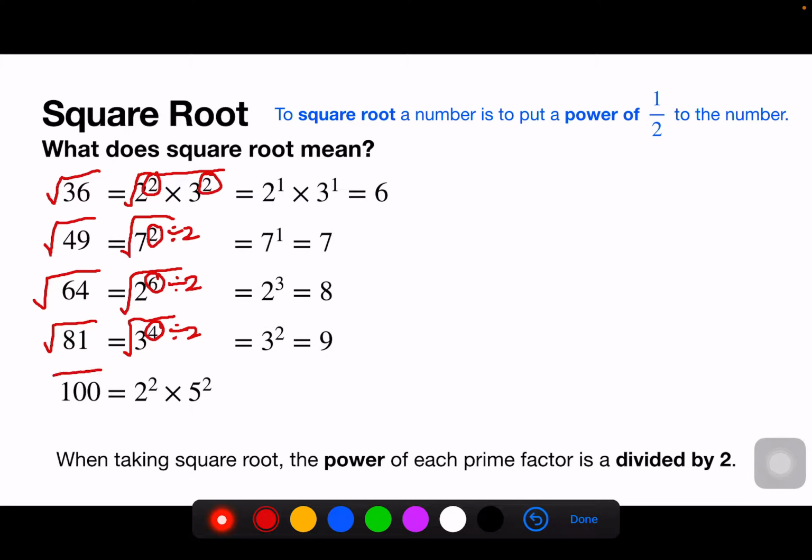And finally, square root of 100 will mean we are taking the square root of 2 squared times 5 squared. And each of these powers, we are going to divide by 2. So divide by 2, divide by 2 each one. Okay. So we get 2 divided by 2 is just 1. So 2 power of 1 times 5 power of 1, which is 2 times 5 equals 10. Okay, everyone?